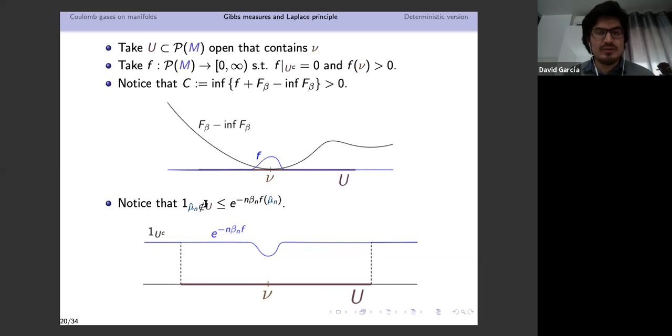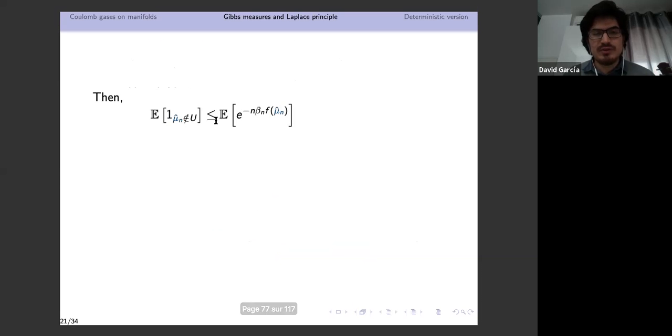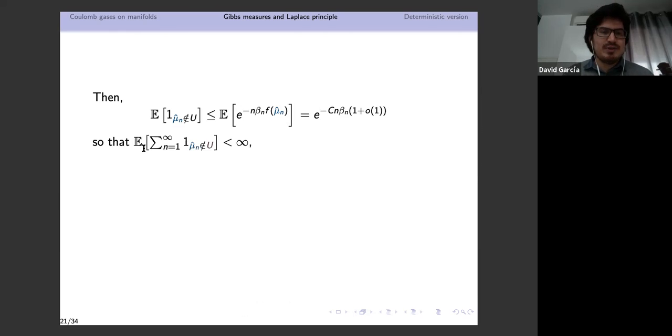So we take expected values on both sides, and we have that the expected value of the indicator is bounded by the expected value of the exponential. But we know that the expected value of the exponential, by the large deviation principle, behaves like the exponential of minus c n beta n, where c, we have seen, is positive. This means that in particular, since beta n behaves like beta, this is summable. The sum of this over n is finite, so the expected value of the sum of the indicators is finite.